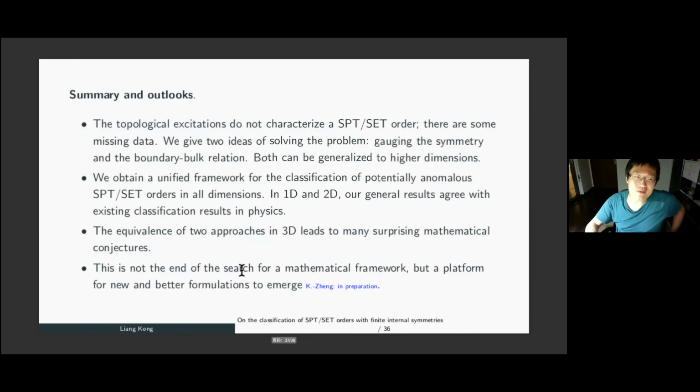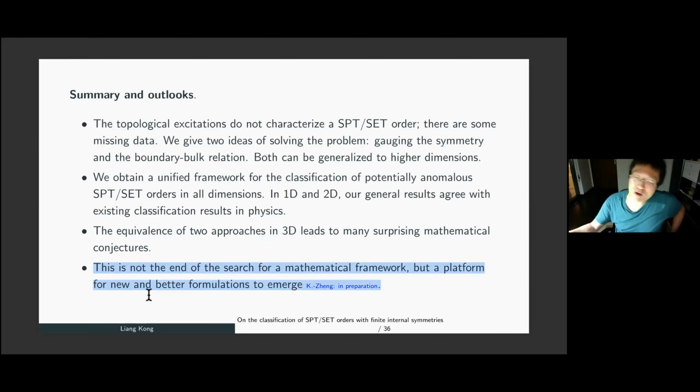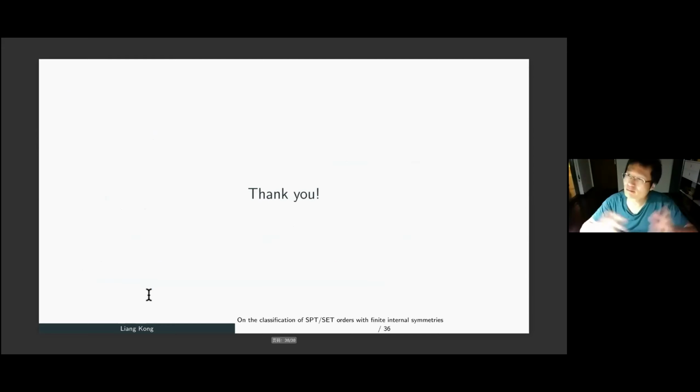I don't have time for the summary, which just repeats many things. But let me just say this: we obtain a very universal picture of all these things, but this is not the end of the search for the mathematical framework. I think it's only a platform for new and better formulations to emerge. So this universal approach is not the end of the story. I think we will find a better one in the future. All right, that's all.